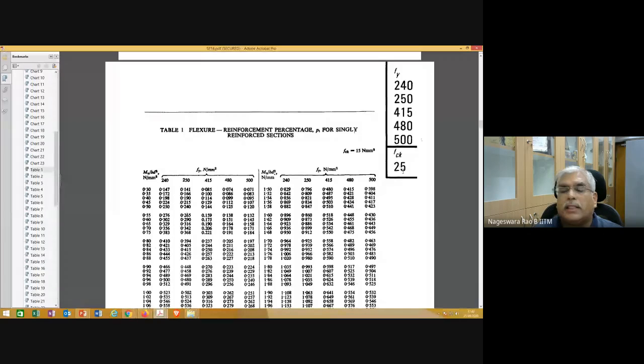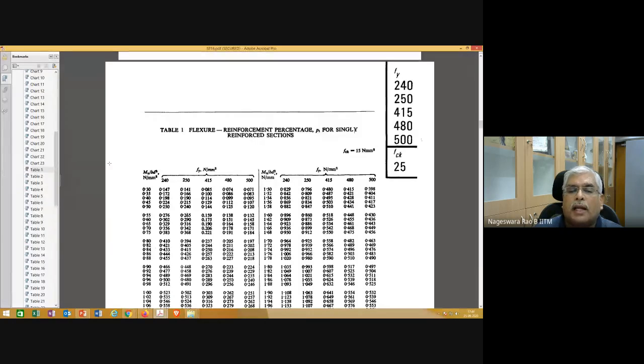Okay, there is a print mistake. FCK is equal to 15. So for M15 grade of concrete, for different types of steel, once you know Mu divided by BD square, you can directly read from this table what is the percentage of reinforcement that is required.